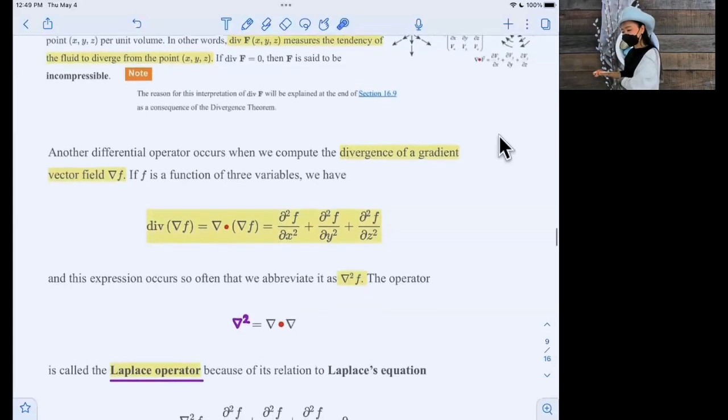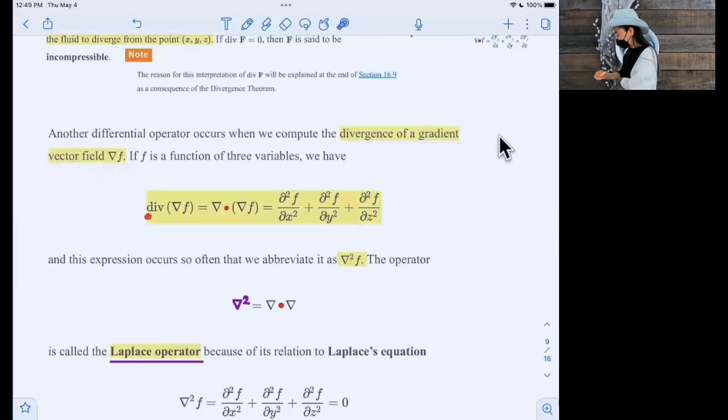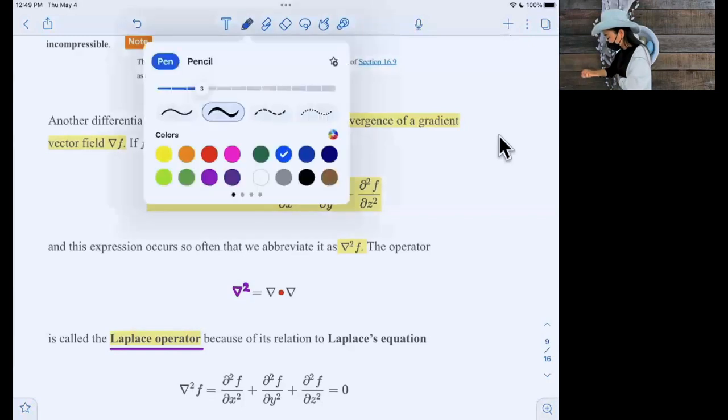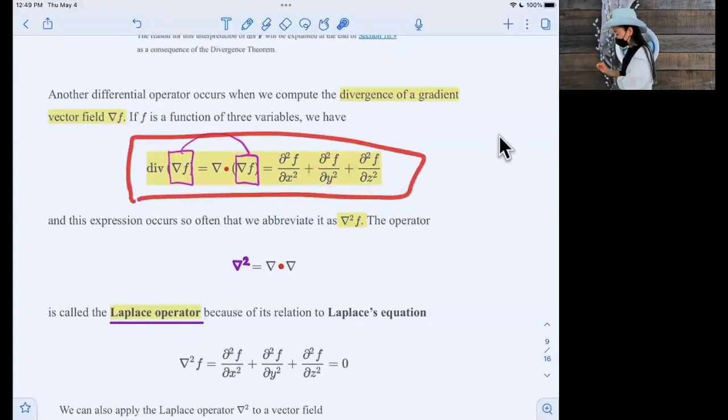Now we're going to compute the divergence of a gradient vector field. This time it's going to be the diff of the del. Remember, the diff is going to be the dot product of whatever vector you have in here. So we're going to take the del dotted with this vector over here. This says you take each component, differentiate with respect to x, then with respect to y, then with respect to z, and you sum them up. So that is this one.